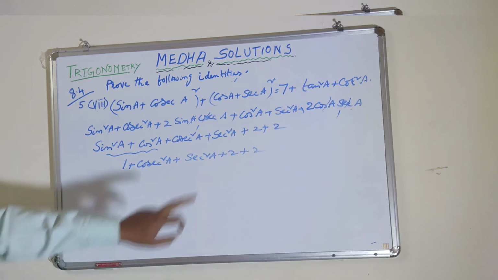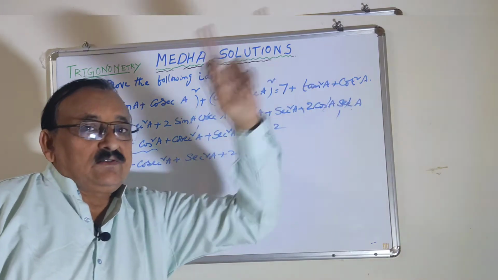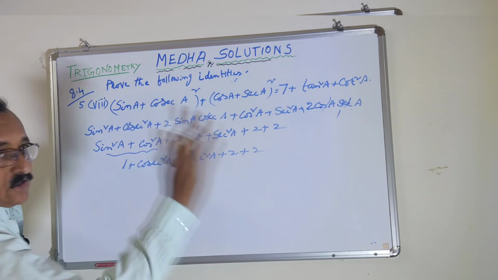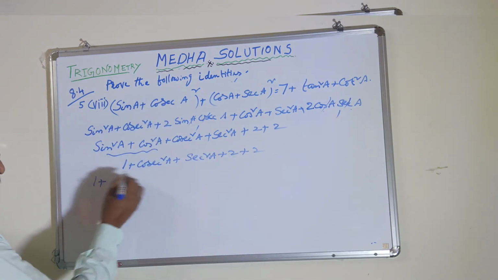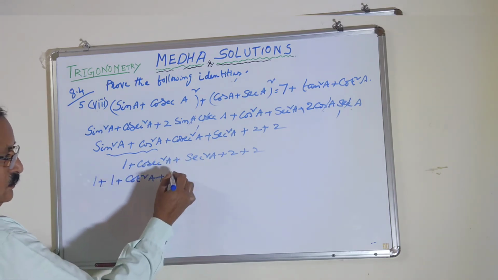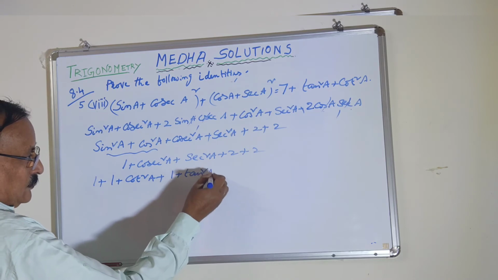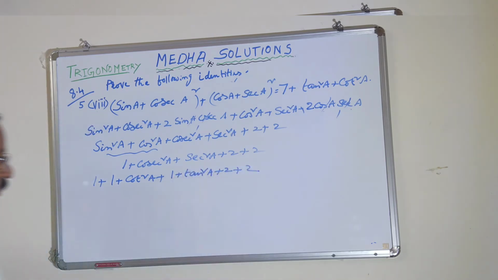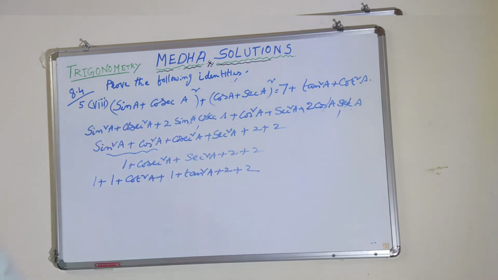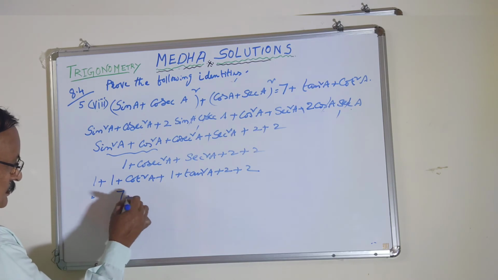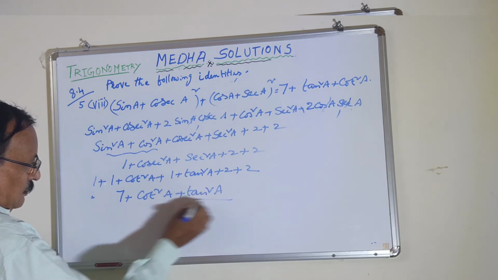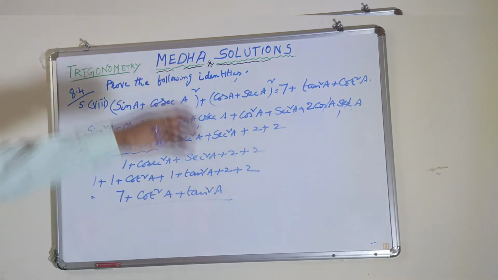Why do we have to change? Because we have to prove it in terms of tan square A and cot square A. That's why we have to convert these two things into tan square A and cot square A form. Like that, 1 plus cosec square A is equal to 1 plus cot square A, plus sec square A is equal to 1 plus tan square A, plus 2, plus 2. See, how many numbers are there here? 1 plus 1 is 2, 2 plus 1 is 3, 3 plus 2 is 5, 5 plus 2 is 7. That is equal to 7 plus cot square A plus tan square A. Proved. Because the same thing only, you had to prove it there.